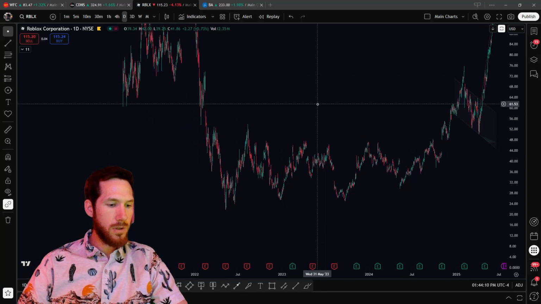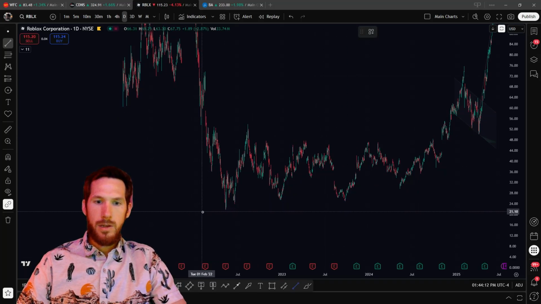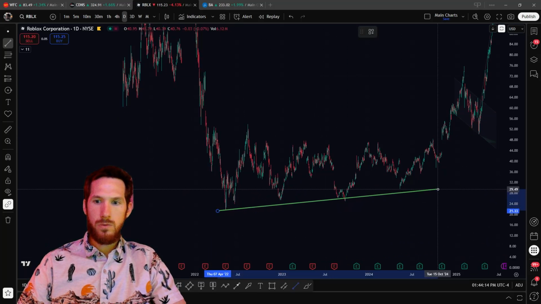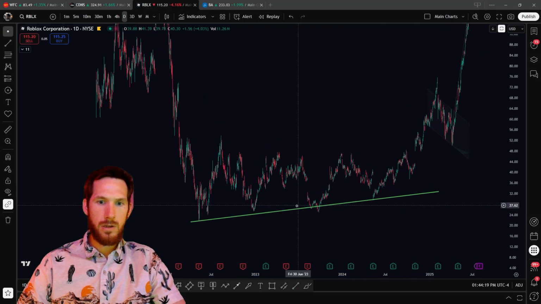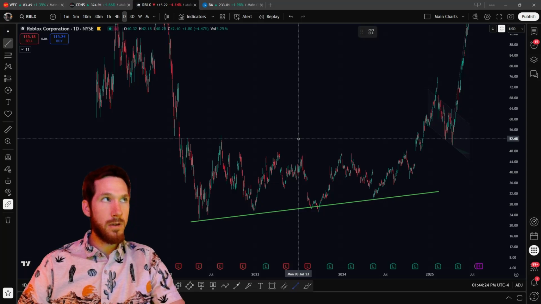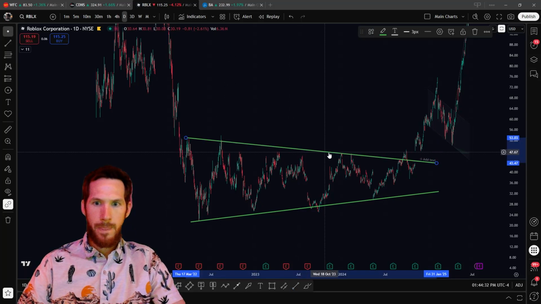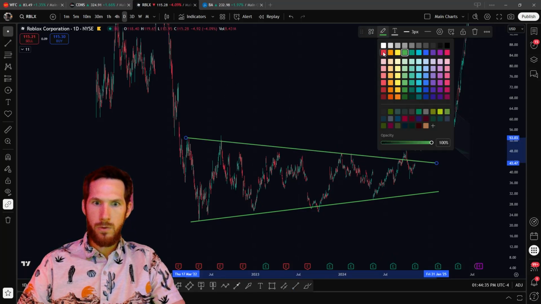We're going to take our trend line tool and we're going to connect these pivot lows right over here. Now again, it doesn't have to be perfect. So now we have diagonal support. Let's do the same thing, but with resistance. All right, so that's going to be our resistance level.